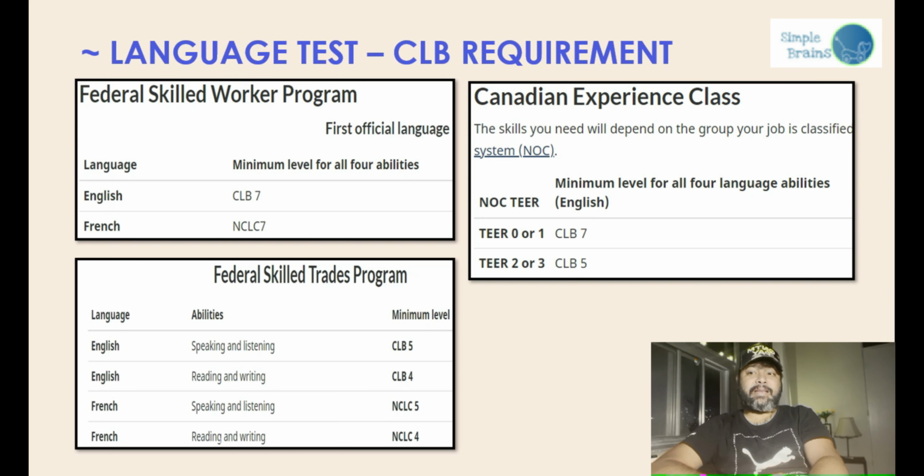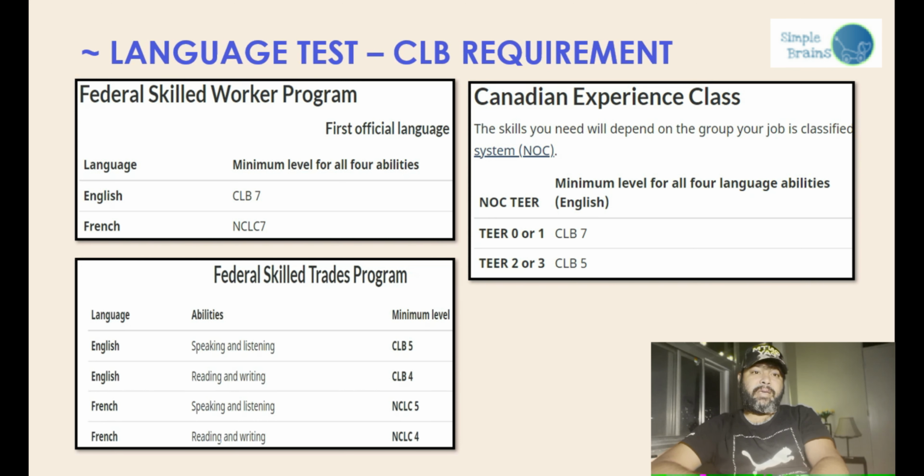Canadian Experience Class. So tier 0 and tier 1. Tier 0 is management, where I applied, and tier 1 is people in technical areas which need a specific degree, right? For them CLB 7 is required. So for me CLB 7 was required. I could not have done without that.